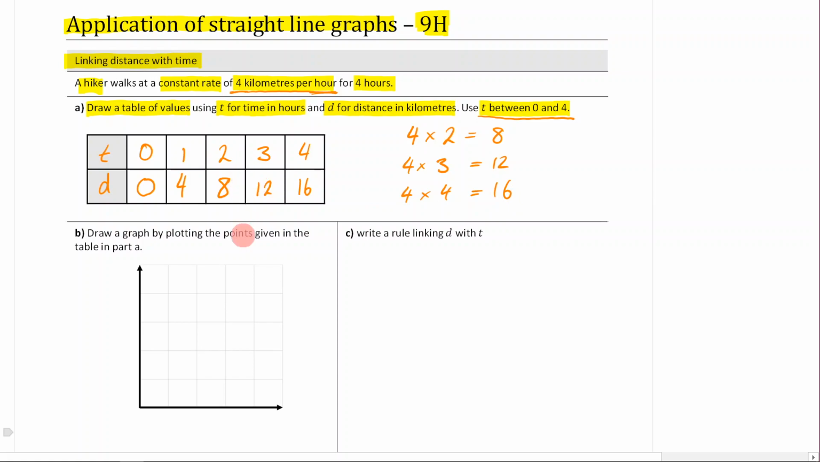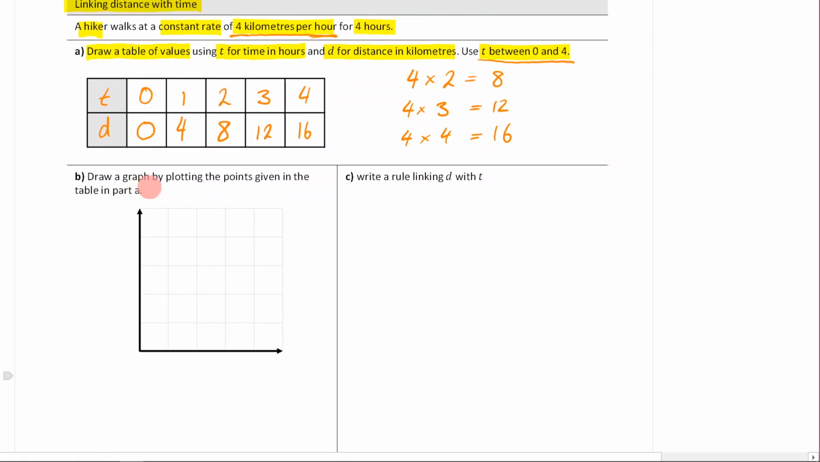Perfect. Now we move on to part B, in which we draw a graph by plotting the points given the table in part A. So now what we want to do is we want to take this information here and plot it on our table of values. Sorry, we want to take the table of values and plot it onto our graph. Now, the reason why this is a bit different to what we've done previously is because previously we've only talked about y and x. But we don't have y and x in this case, we have t and d. So that means instead of x, I put t here.